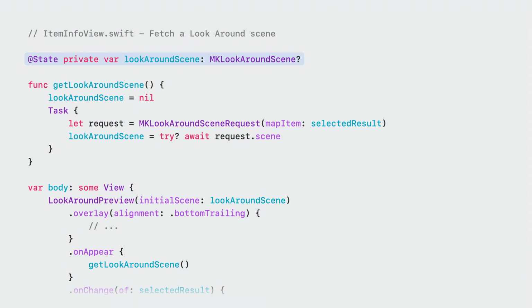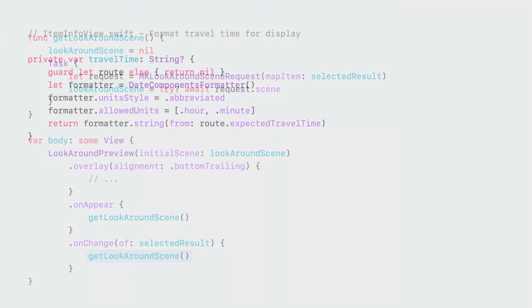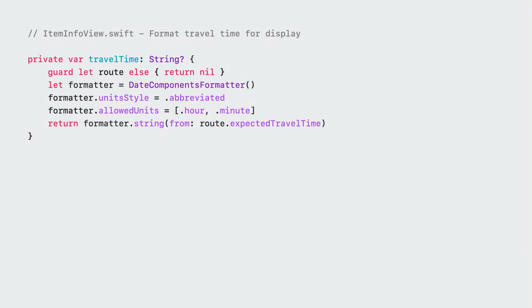The preview displays a look around scene. You can get the scene for a given map item using MKLookAroundSceneRequest. The scene will be fetched when the view is displayed, and again anytime the selected search result changes. Finally, there's a property that formats an MKRoute's expected travel time for display using date components formatter. I'll switch back to Content View and add this item info view.